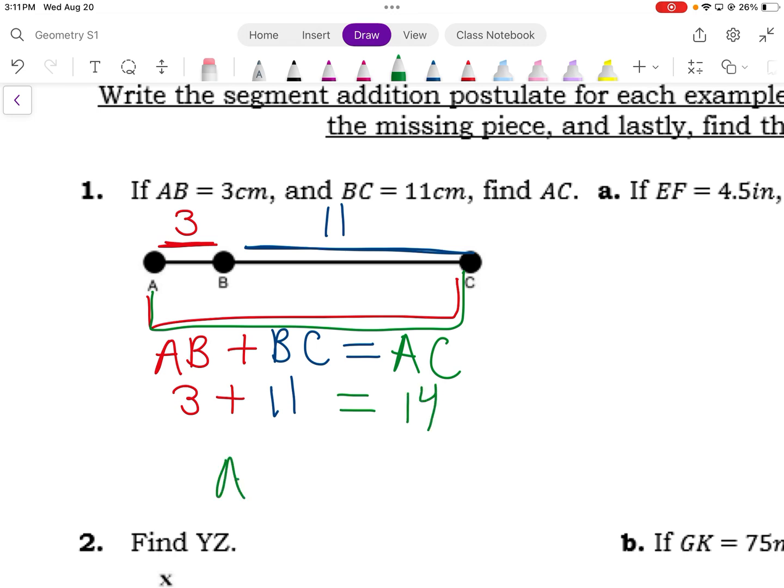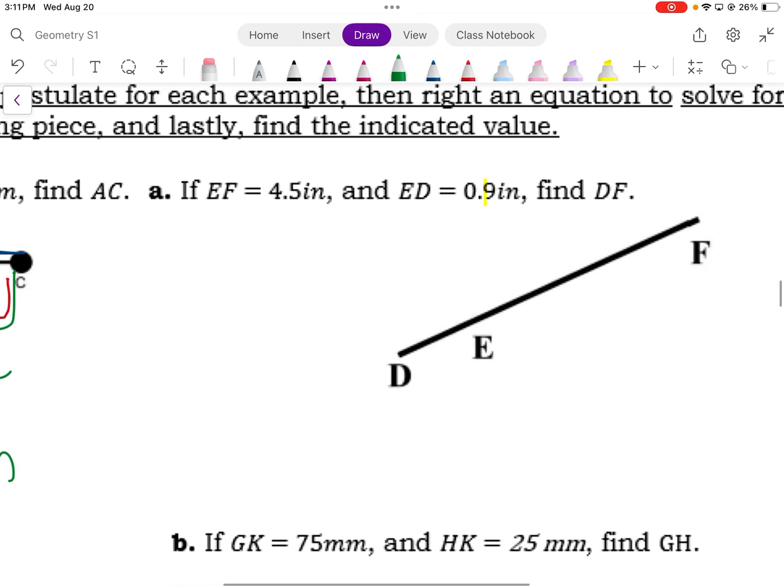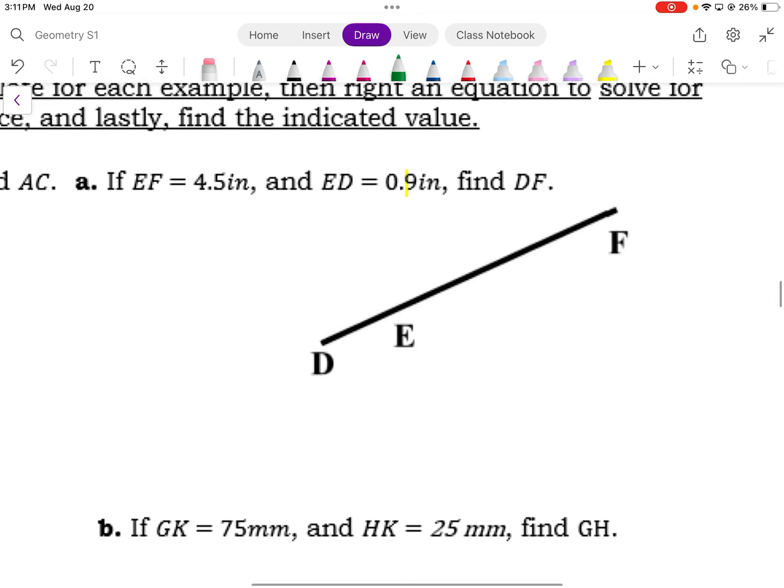So AC equals 14 centimeters. That's the entire thing, so adding those pieces together. I didn't really know if I was adding or subtracting or multiplying until I labeled my segment. Okay, so you are going to try A. I want you to label each of the pieces and then come back and try it.